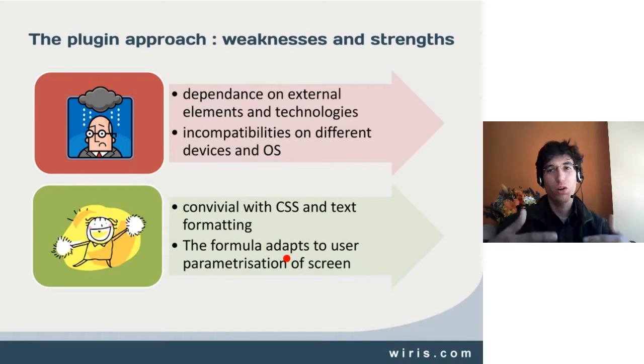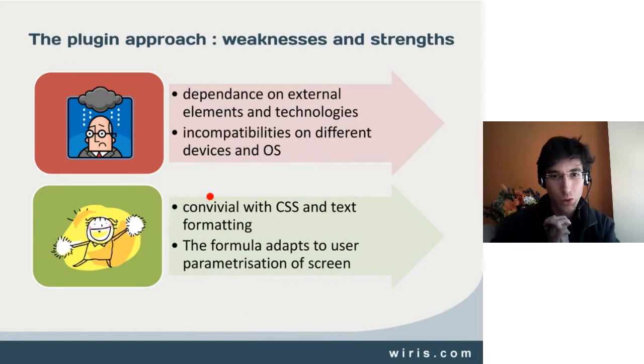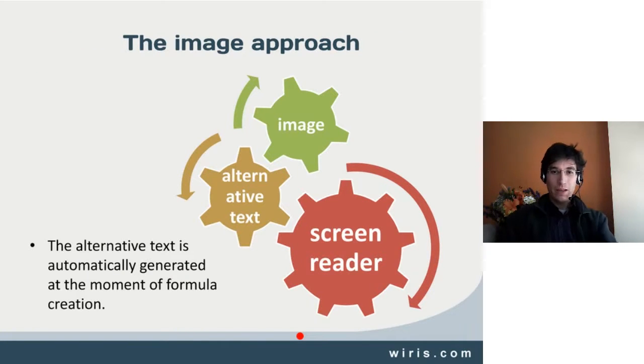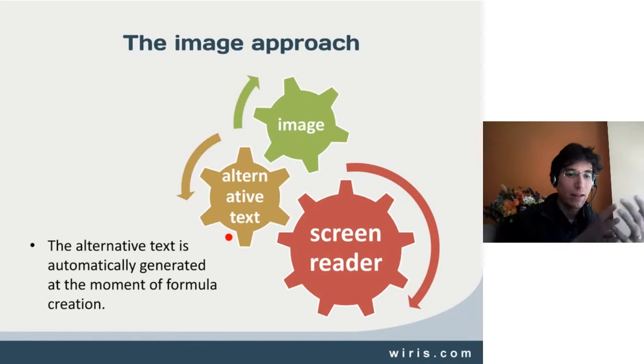That's for the strong points of the plugin approach. Second approach, the image one. It's the one that we chose, the one that we do at Wiris. So we save images for the formulas. This way we make sure that you can see that in every tablet, in every telephone, anywhere, right? And what we do is, on this image, we store an alternative text. You could have it on any type of image. So if you have a New York landscape, you can have alternative text: skyline of the city of New York, right?